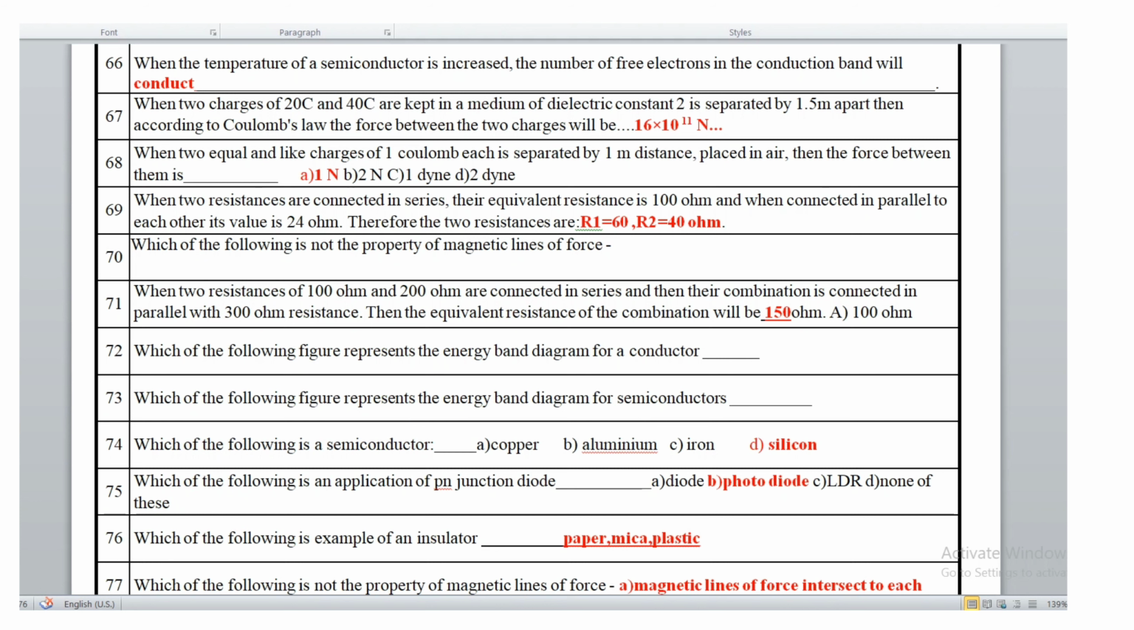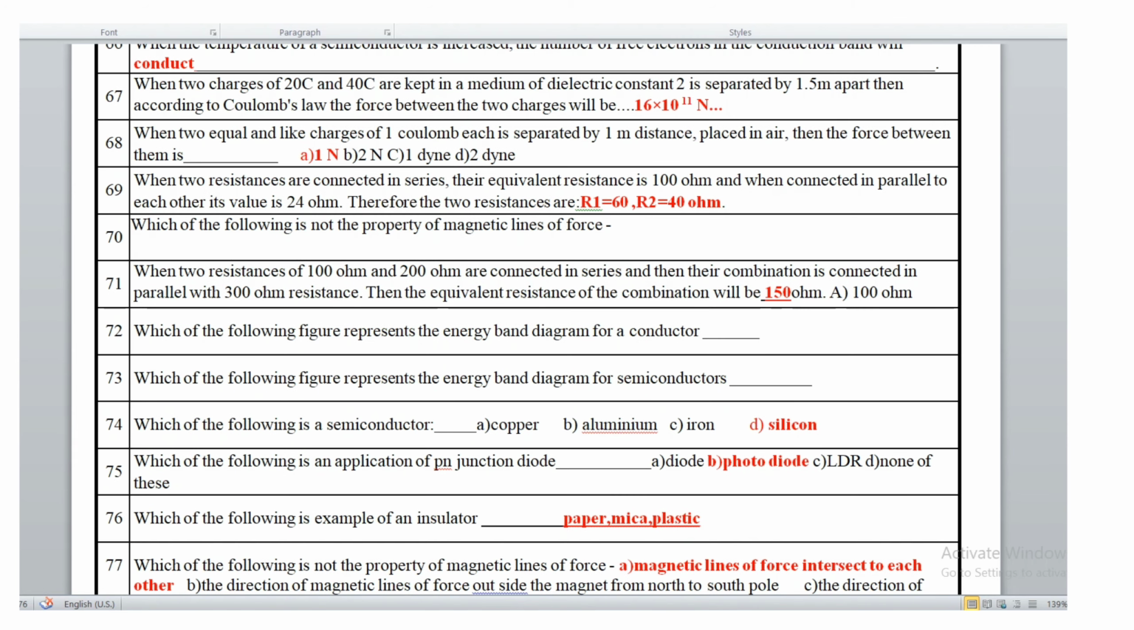When two equal and like charges of 1 coulomb each are separated by 1 meter distance placed in air, then the force between them is 1 Newton. When two resistors are connected in series, their equivalent resistance is 100 ohm, and when they are connected in parallel to each other, its value is 24 ohm. Then the two resistances are R1 equal to 60 and R2 equal to 40 ohm.